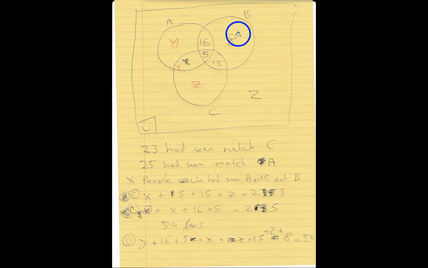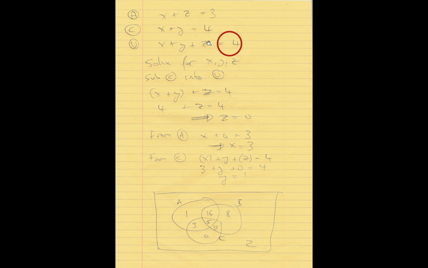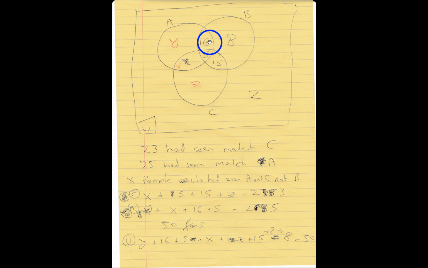Okay, so the question says how many people have seen match B, and from that you can just read directly off the diagram. It's going to be 8 plus 16 plus 5 plus 15, which I wrote on the first sheet. So we have enough information to do that. But then the next question is how many people have seen both match A and match C, and that requires determining this X, right? We don't have enough information at the moment to determine that without a bit of calculation.